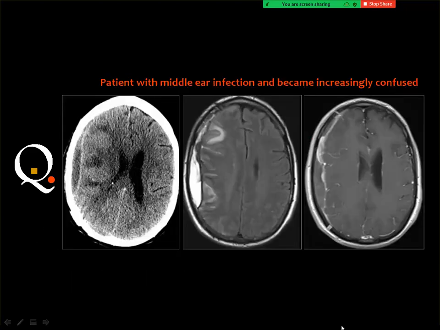This patient with middle ear infection and semi-comatose.